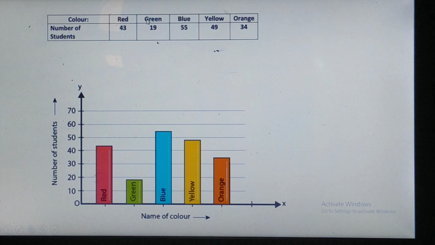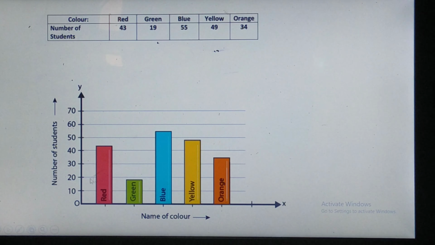What about the second data, green, where the number of students is 19? On our y-axis, I don't have 19, but I have 20 here. And 19 is next to 20, but it is less than 20, so the bar will come down a little from this.